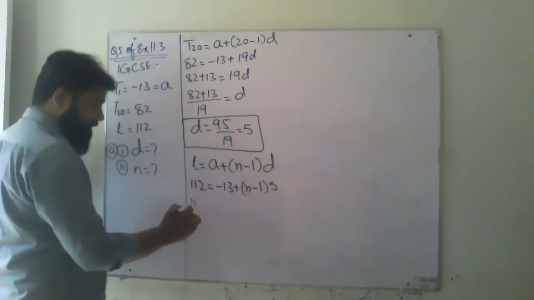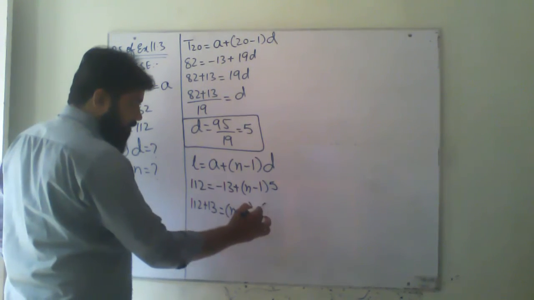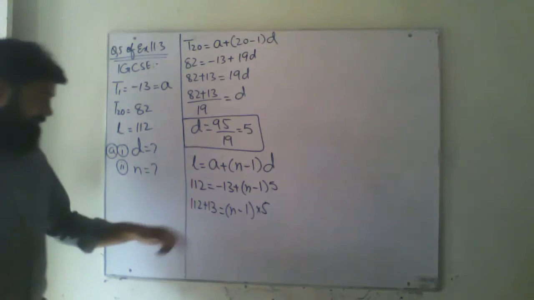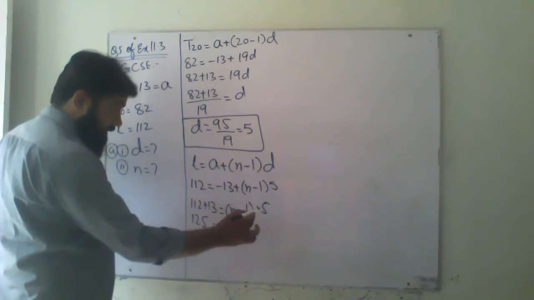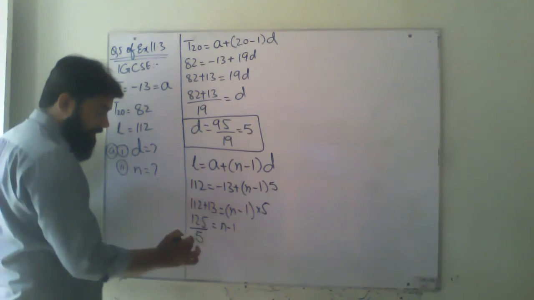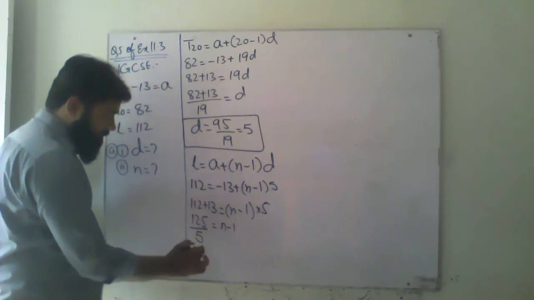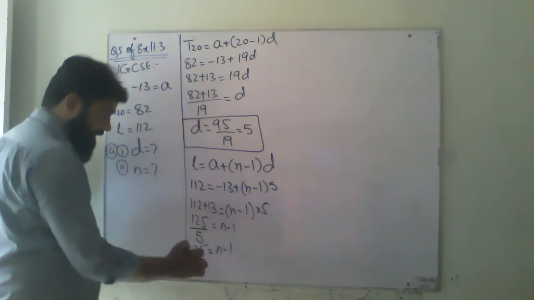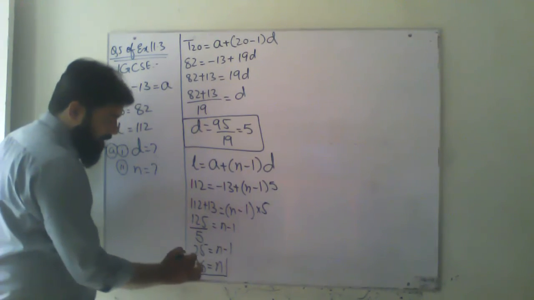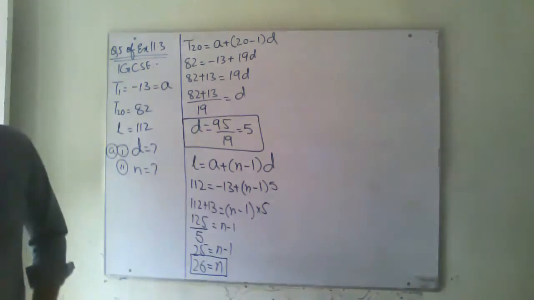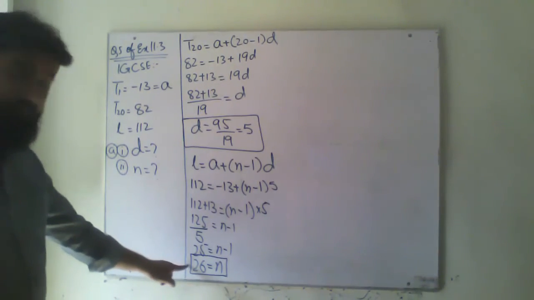Okay, simplifying it, 112 plus 13 equals N minus 1 into 5. After that, this will become 125, N minus 1. This 5 is being multiplied. I am shifting it over here. It's now in division form. 125 divided by 5 will be 25 equals N minus 1. Minus 1 will be shifted over here, and 26 equals N. That will be your final answer for the value of N over here. Okay, this I have found as your D, and this I have found here as your N.